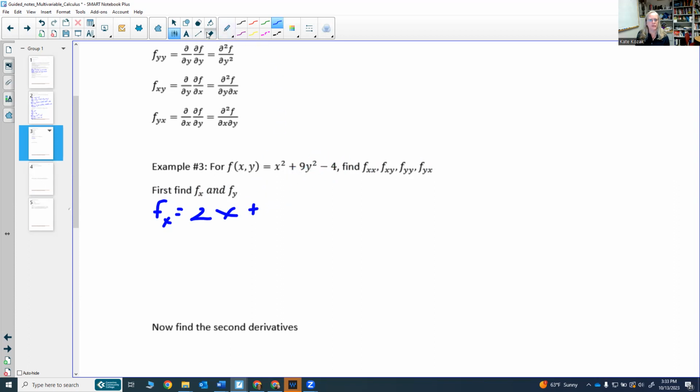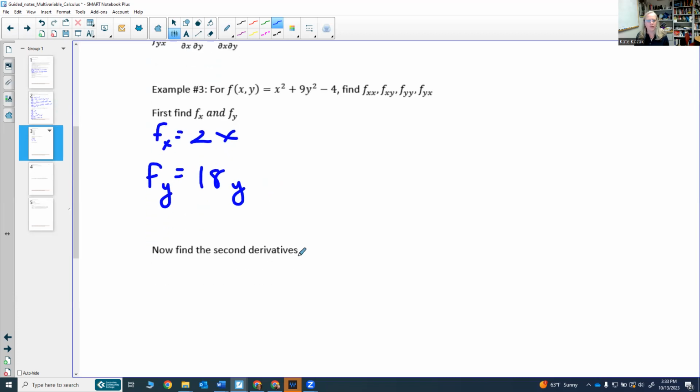So there's no plus. And the partial derivative with respect to y is going to be, the x squared is 0, and it's going to be 18y, and that's all.